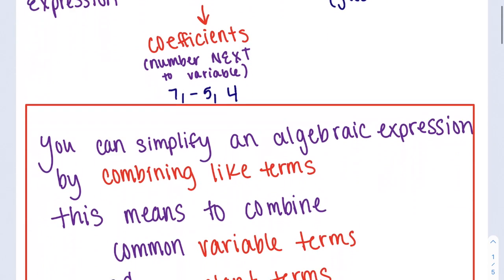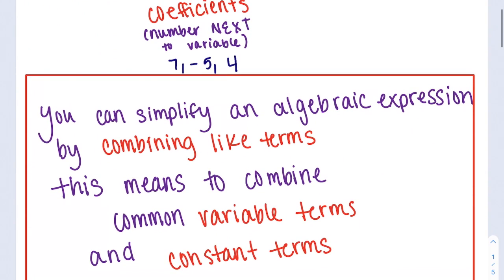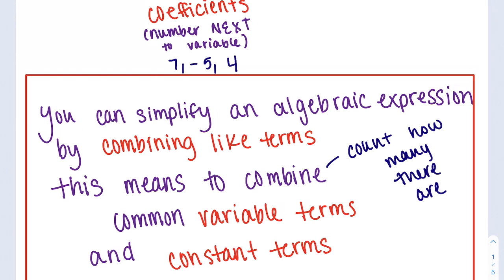So let's talk about what we're actually trying to do. You can simplify an algebraic expression by combining like terms. This means to combine variable terms and constant terms. And by combine, I mean we're going to count how many there are. Our goal when we simplify anything is to write as simply as possible.